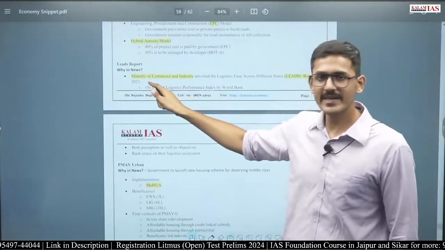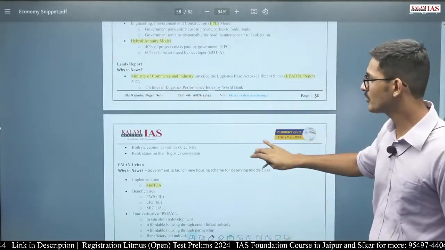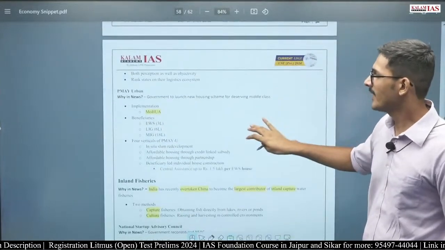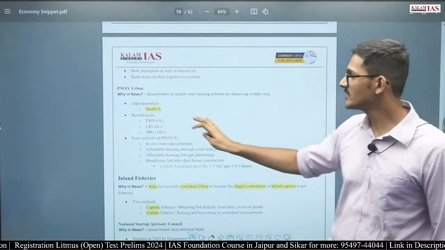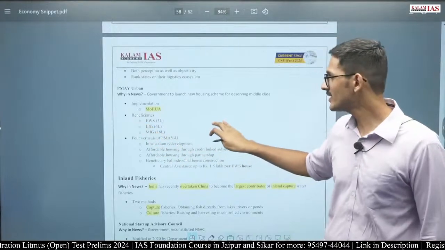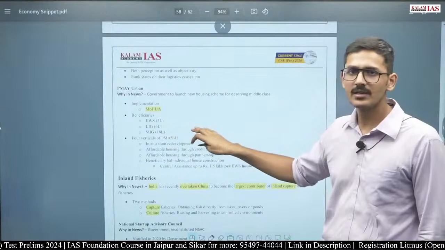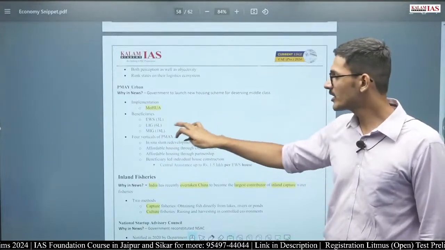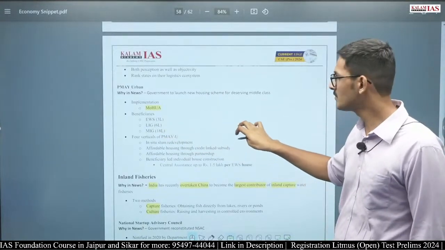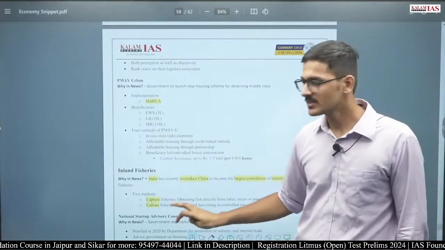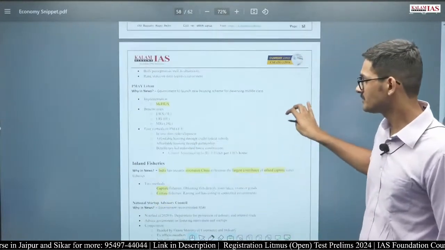So you should know the LEADS Index. LEADS Index is released by Ministry of Commerce and Industry, and Pradhan Mantri Awas Yojana Urban is established by Ministry of Housing and Urban Affairs. The beneficiaries are of 3 types: economically weaker section having income less than 3 lakh per annum, low income group having income less than 6 lakh per annum, and middle income group having income less than 18 lakh per annum.